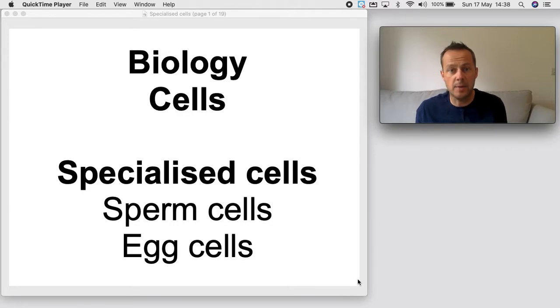Lesson, and today we're going to be looking at specialised cells. First part of the lesson, we're going to look at a recap and see what you've learned so far about general animal and plant cells, and then we'll go on and we'll look at specialised cells. We have 3 specialised cells to look at in this part of the topic.